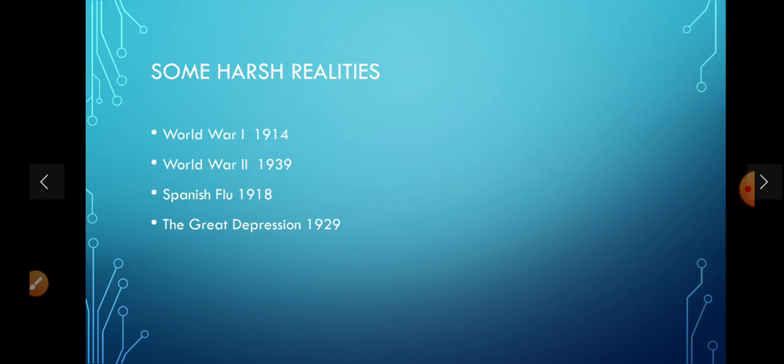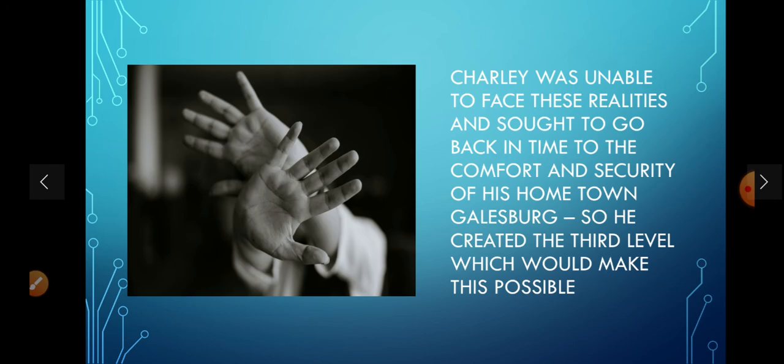And maybe possibly that's a healthier way of escaping, what we call positive thinking. Otherwise, how else could governments help their population overcome a major crisis? Populations and masses of people could possibly go into depression because of this. Now, Charlie was unable to face these realities and sought to go back in time to the comfort and security of his hometown, Galesburg. So he created the third level, which would make it possible.